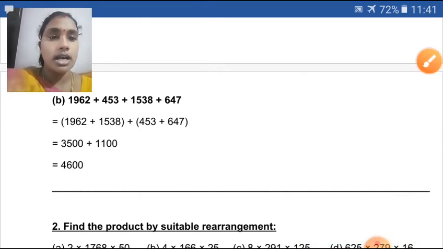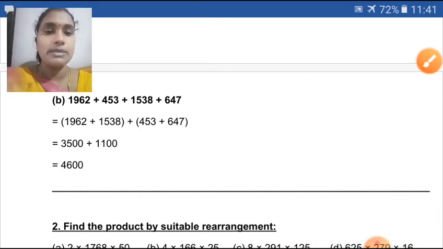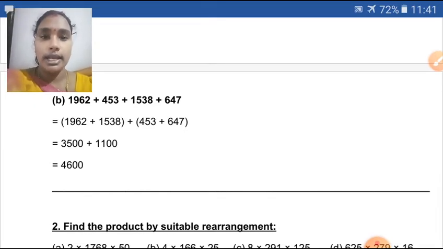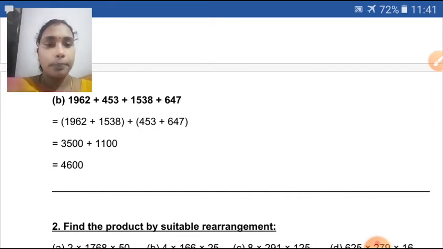Did you understand how to do these sums? It is just simple addition, whereas you can do it either way to find the answer in a very simple and quick way.